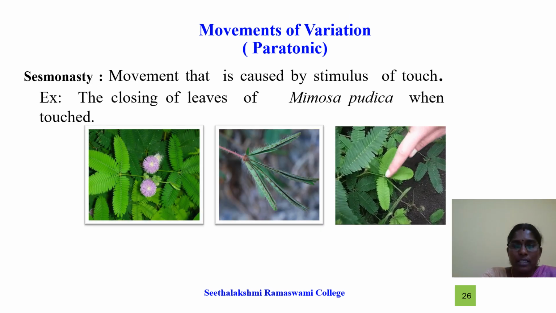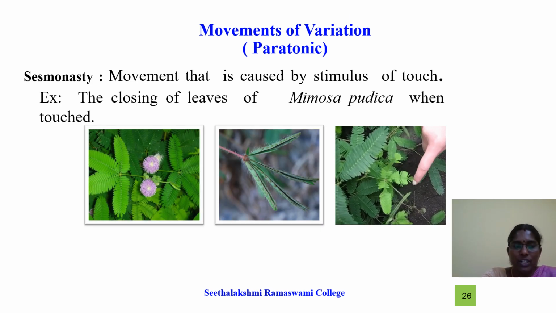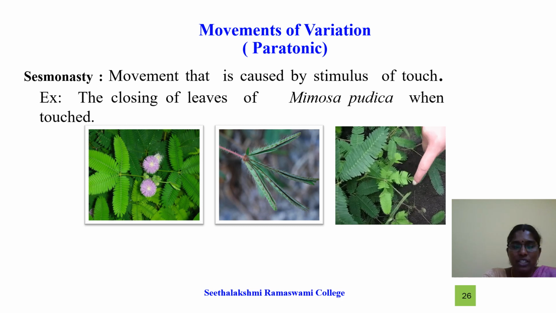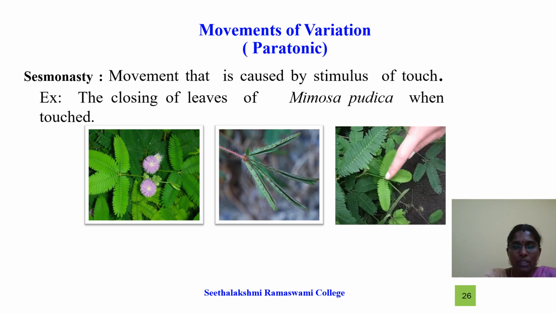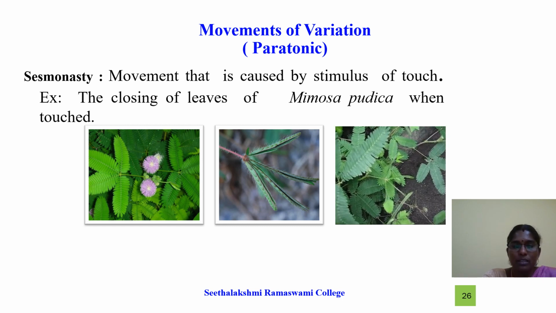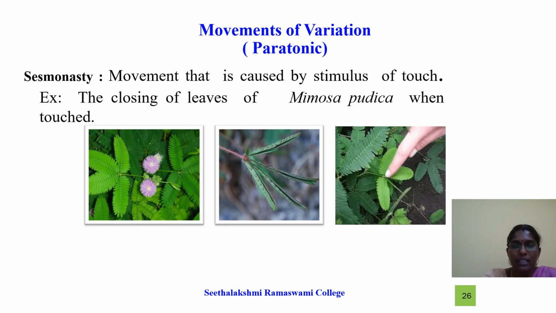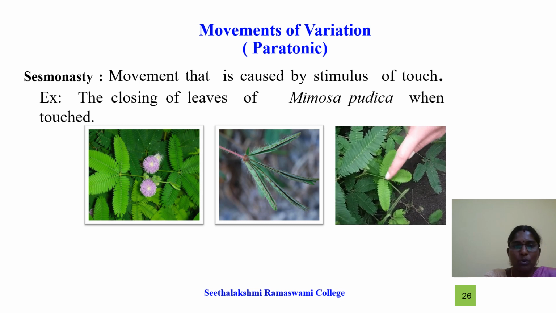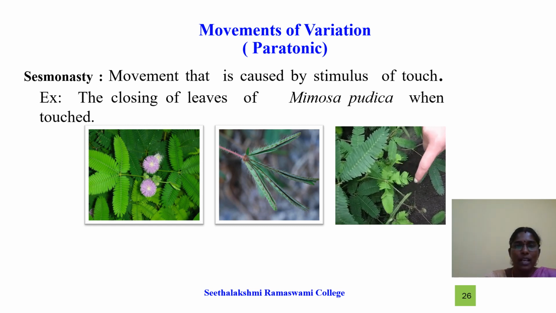An interesting paratonic movement of variation, the seismonastic movement, occurs in Mimosa pudica. When we touch the compound leaves or give a shock treatment to them, the stimulus passes downward to the pulvinus, so all the compound leaves or pinnules are closed. That movement is called seismonastic movement.